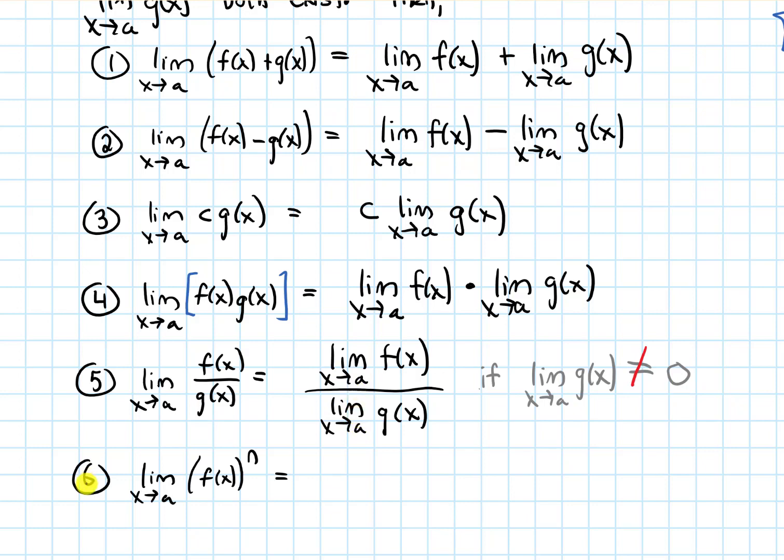The sixth limit law is if you have the limit as x approaches a of a function f of x being raised to the n power, where n is a positive integer. Then this will be equal to, you can pull the power all the way outside and have the limit as x approaches a of just the function on the inside. There are a few more of these limit laws that I want to state.